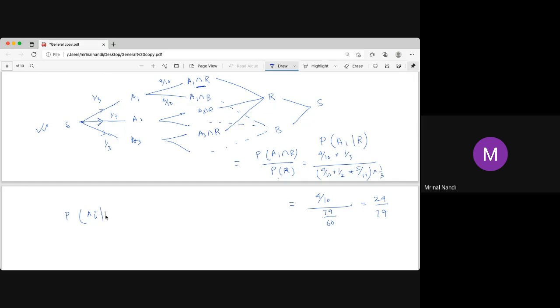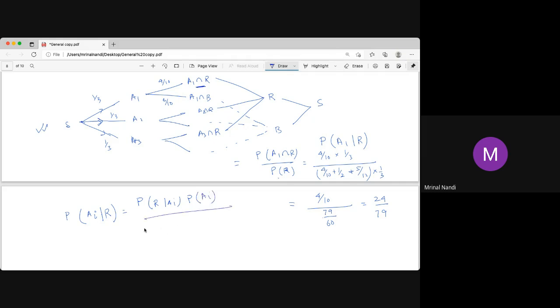P(Ai given R), you can write this in terms of P(R given Ai). Actually, P(R intersection Ai) is P(R given Ai) times P(Ai). So P(Ai given R) is P(R intersection Ai) divided by P(R).